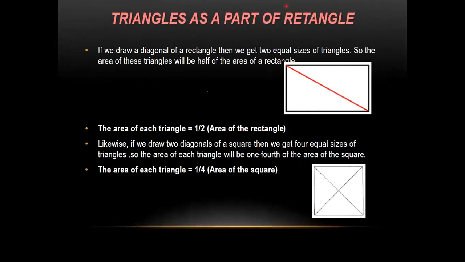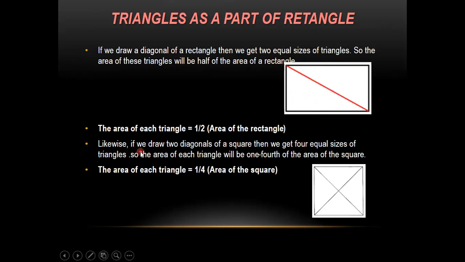Next are triangles as part of a rectangle. If we draw a diagonal of a rectangle, then we get two equal-sized triangles. So the area of each triangle will be half of the area of the rectangle. See here, this is the rectangle, and if you draw a diagonal, this becomes one triangle and this becomes another triangle. So the area of each triangle is 1 by 2 of the area of the rectangle.